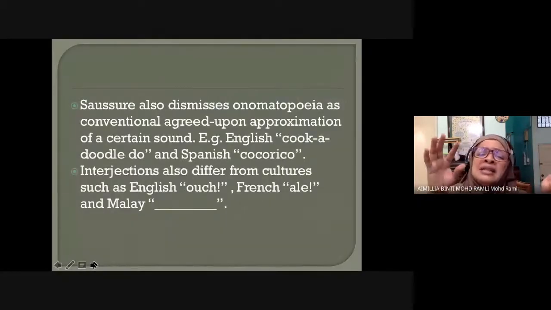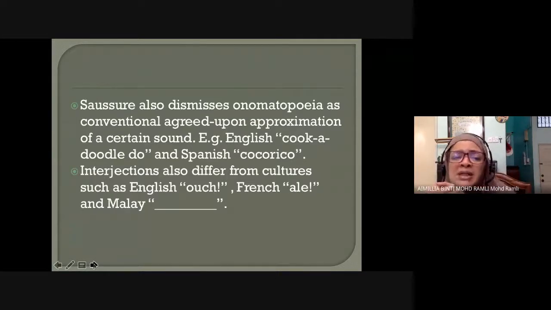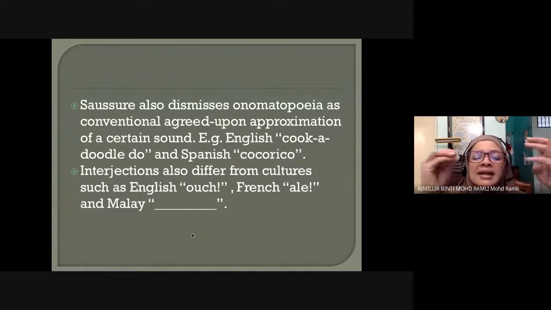Saussure also dismisses onomatopoeia. Onomatopoeia are words that approximate the sounds they are supposed to represent, as a conventional, agreed-upon approximation of a certain sound. For example, in English we have cock-a-doodle-doo, in Spanish we have cocorico, and in Malay we have kokokok. Even though they sound like what a chicken would make, they are different from one language to another. They sound like the chicken, but they're not the same.